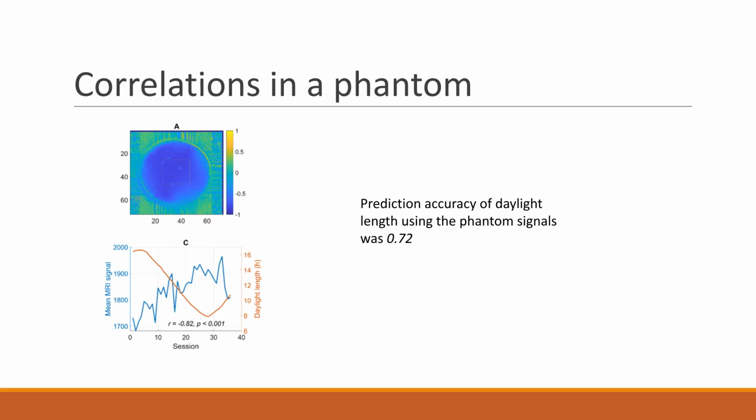To definitively prove this, we looked at our phantom data. A phantom is a calibration device scanned daily to test the stability of the MRI scanner. When we looked at the signals inside the phantom, they were negatively correlated with daylight length. Furthermore, if we built a machine learning model to predict daylight length using only the phantom data, the prediction accuracy jumped to 0.7. This conclusively told us that the signals the AI was finding were machine artifacts.